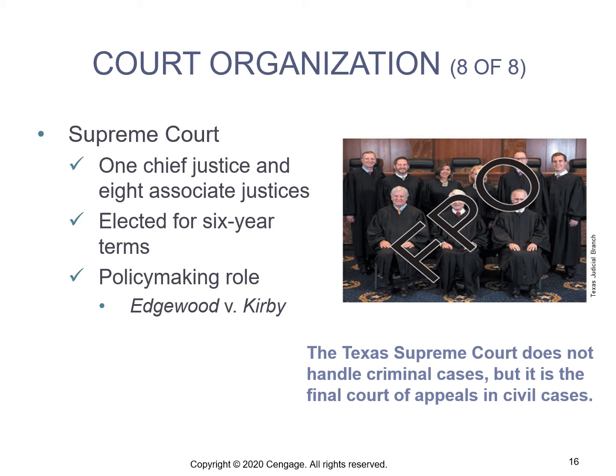Texas has a dual system of courts of last resort. The Texas Supreme Court is the highest state appellate court in civil matters, and the Texas Court of Criminal Appeals is the highest state appellate court in criminal matters. Among the other 49 states, only Oklahoma has a similar bifurcated system. In 1989, the Texas Supreme Court unanimously declared in Edgewood versus Kirby that the wide disparities between the rich and the poor school districts were unacceptable. And that is an example of the types of cases that they hear.